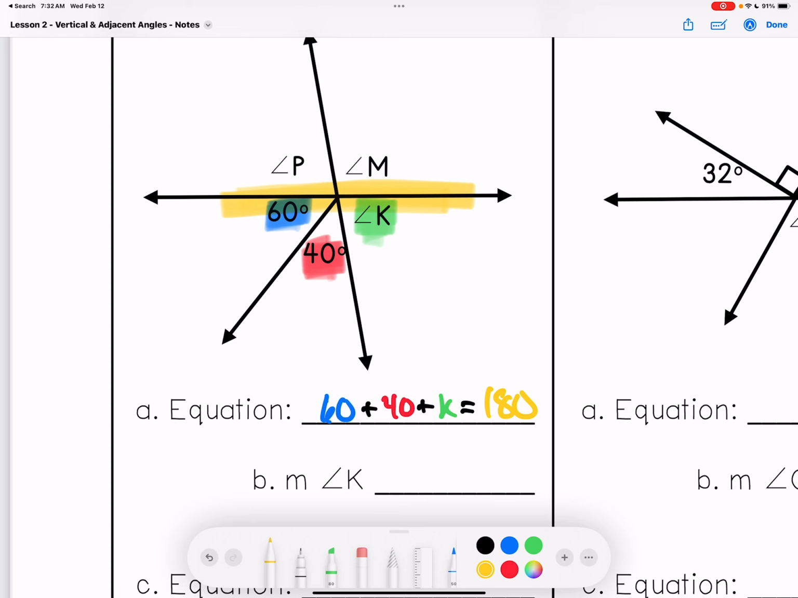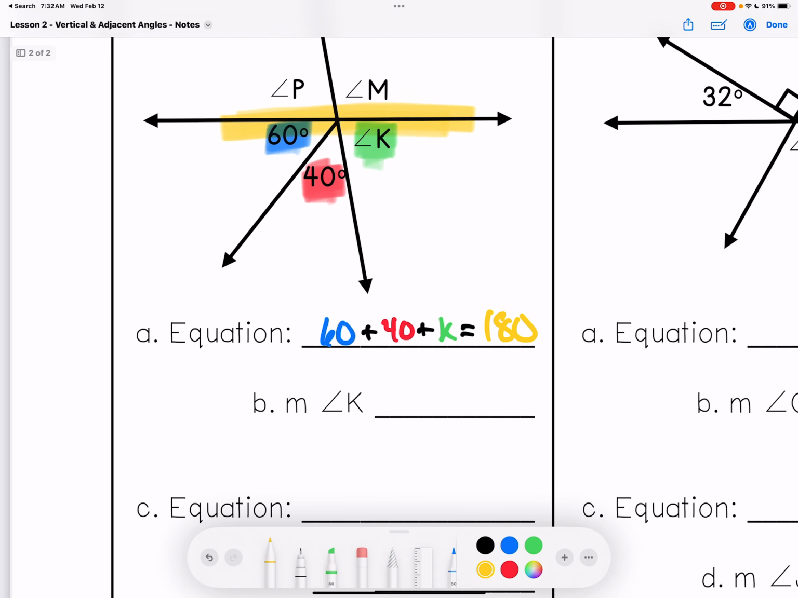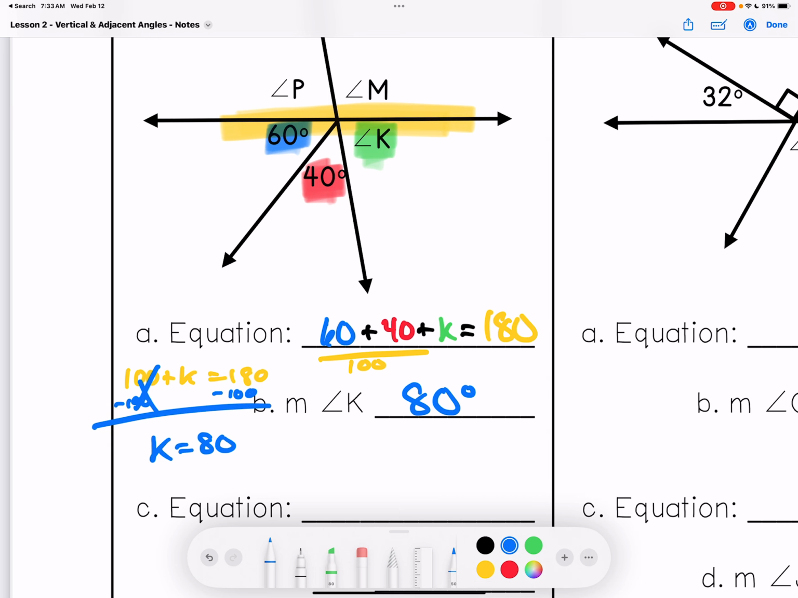So 60 plus 40 is 100, right? So it's 100 plus K equals 180. And then subtract your 100, and you're going to get K equals 80. So I know K equals 80 degrees.